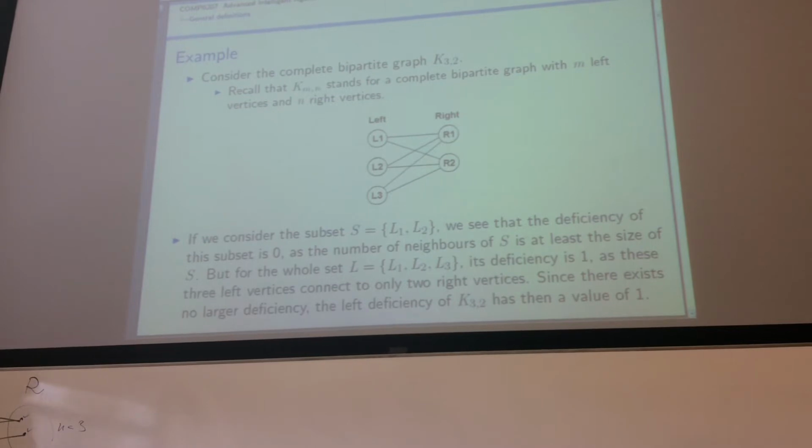And if you look at all other subsets, their size will be less than 3. All of them will be connected to both nodes on the right-hand side, so we cannot get a larger deficiency than 1. Right? So the maximum deficiency will be 1, and this is the left deficiency of this graph. Okay, so this will be dl.